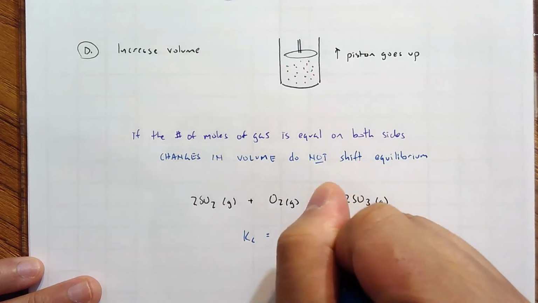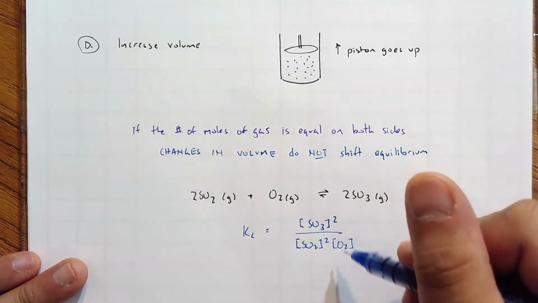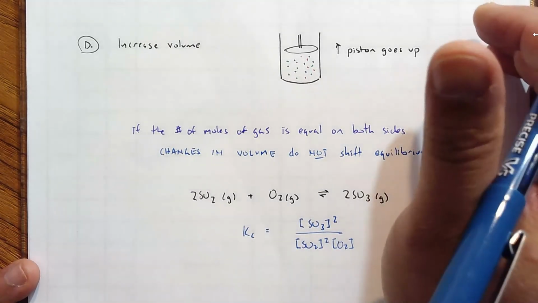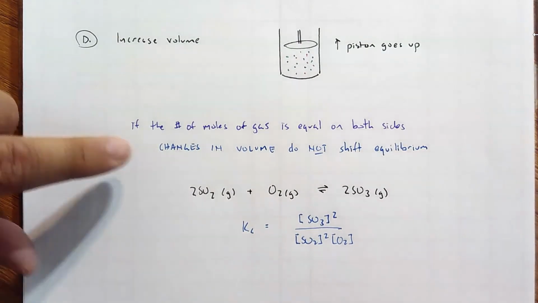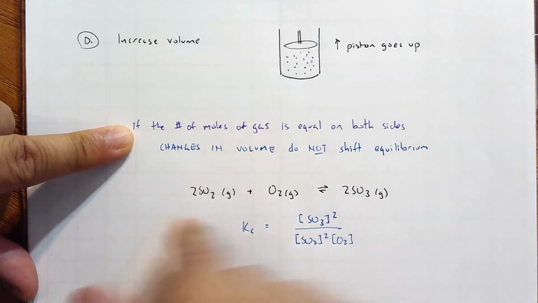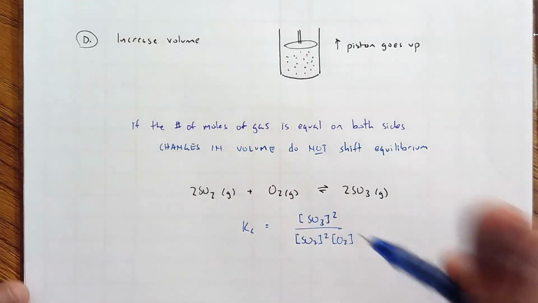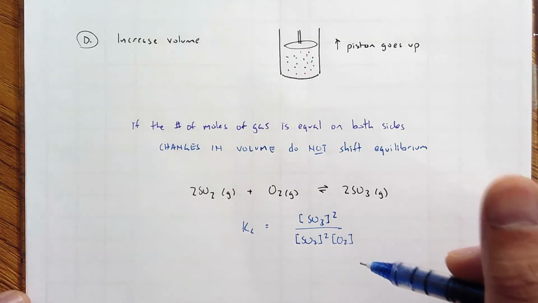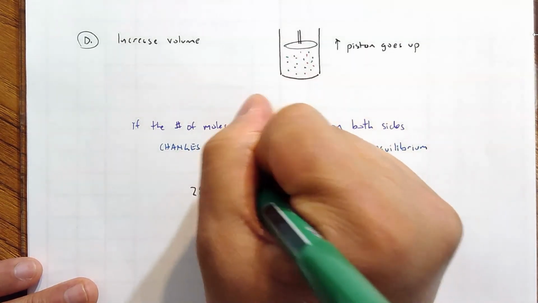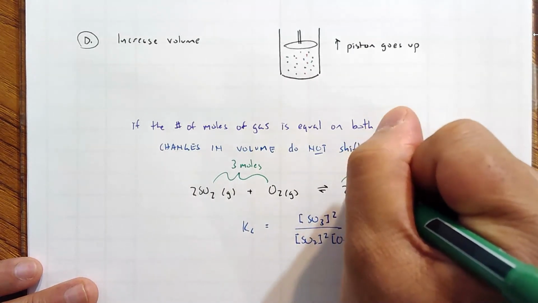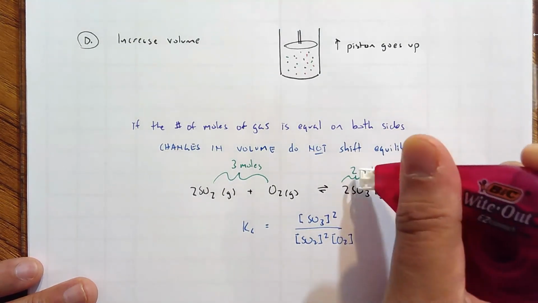SO3 squared over SO2 squared O2. So the denominator and the numerator are changing proportionally to each other if the number of moles of gas are equal on both sides. If they are not equal, which they're not equal here, then actually the denominator and numerator change. They're not proportional when you change the volume. So here, this has 3 moles of gas. Over here, we'll say we have 2 moles. Okay, so equilibrium will shift with volume.